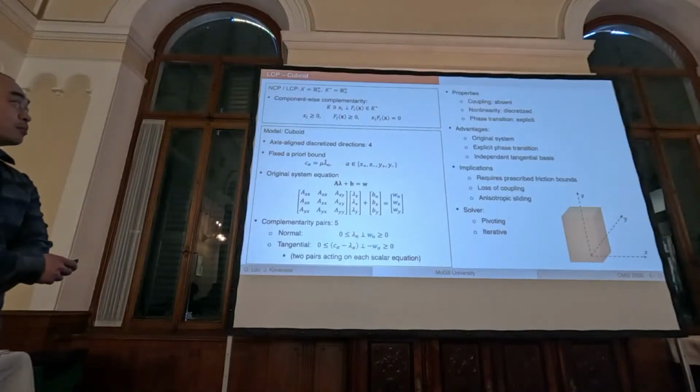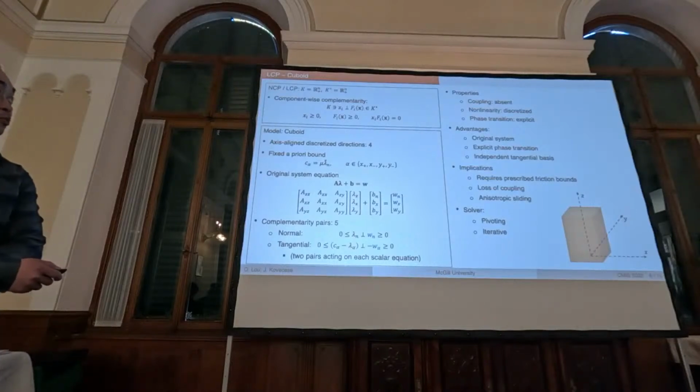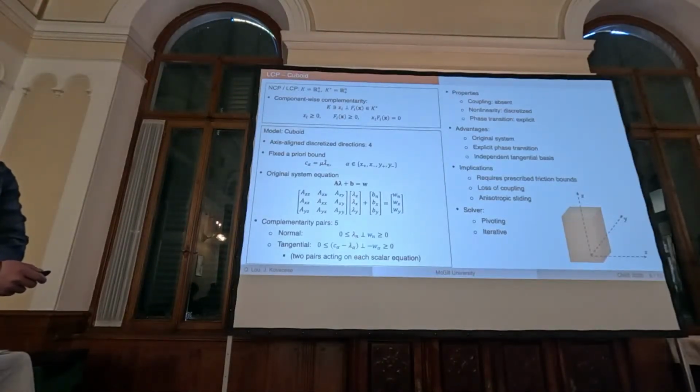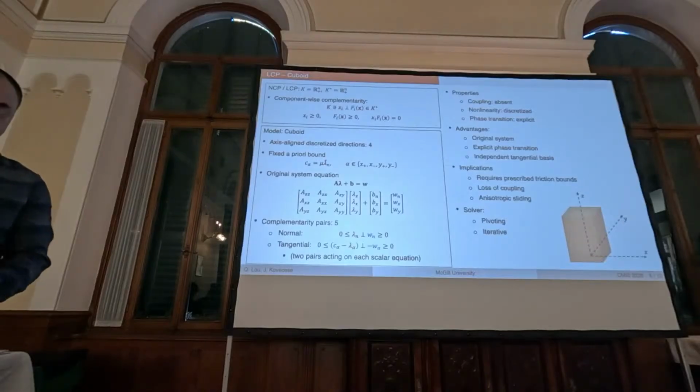So the cuboid model has a clear advantage. It preserves the original system, has explicit phase transition representation, and independent tangential basis. It also introduces certain limitations: it requires prescribed friction bounds, has loss of coupling, and anisotropic sliding.